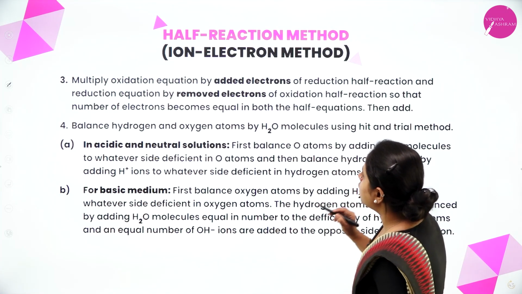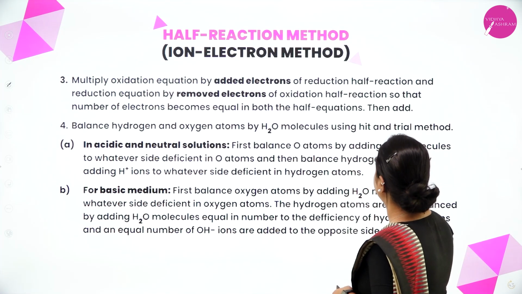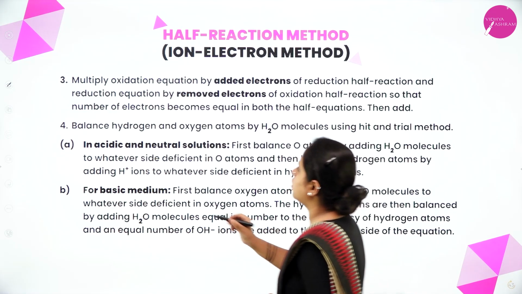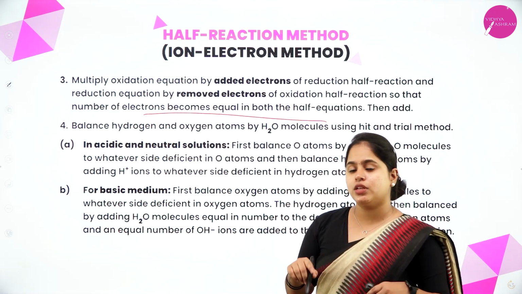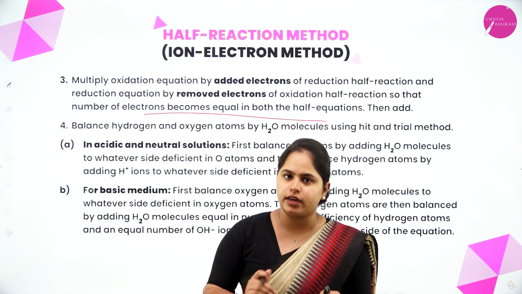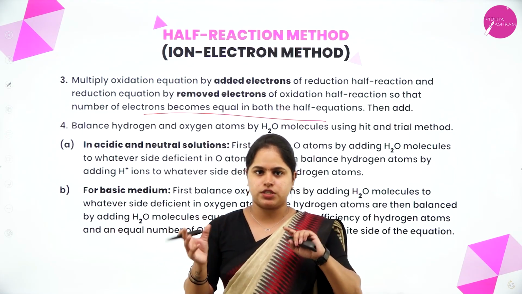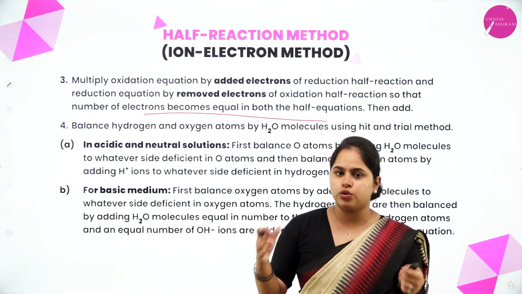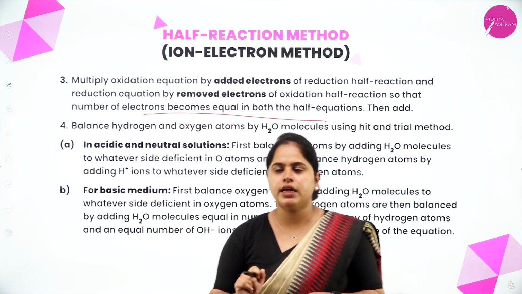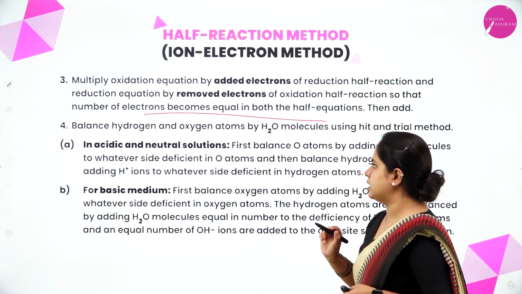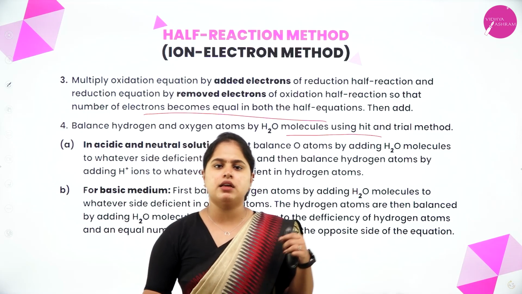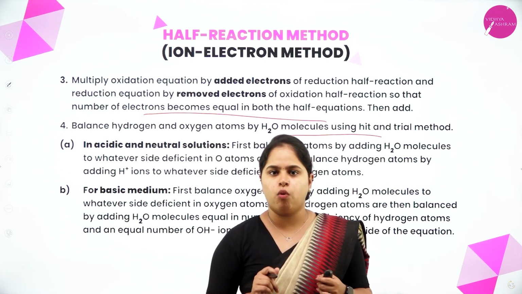Okay, so now multiply the oxidation equation by the added electrons of the reduction half reaction and the reduction equation by the removed electrons of the oxidation half reaction, so that the number of electrons becomes equal in both half reactions. So the next step is to make the number of electrons the same in the oxidation half reaction as well as the reduction half reaction, right? For the number of electrons associated with oxidation and reduction, we have to use suitable multiples or integers so that the number of electrons also becomes the same, right? Now the next step is to balance hydrogen and oxygen atoms using water molecules. This also we did in the oxidation number method, adding a suitable number of molecules of water, right?